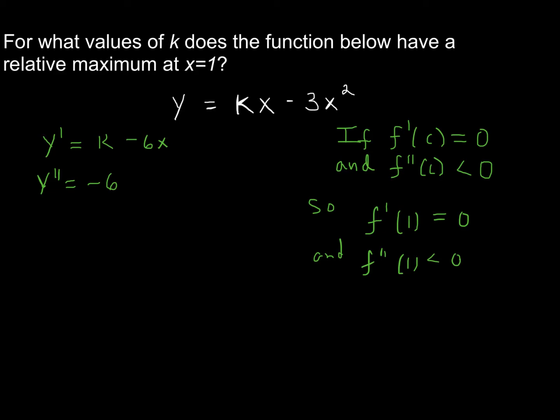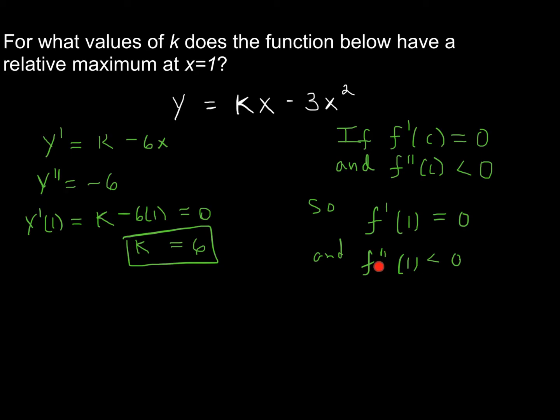So those are my derivatives, and now I need to satisfy each of these criteria. So I let y prime of 1, which is equal to k minus 6 times 1, and I set that equal to 0. And that tells me that k has to be equal to 6. Now, at this point you're saying, okay, well how do I know what k is already if I haven't worked with my second derivative yet?